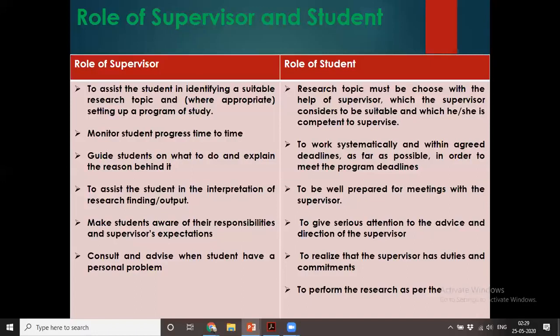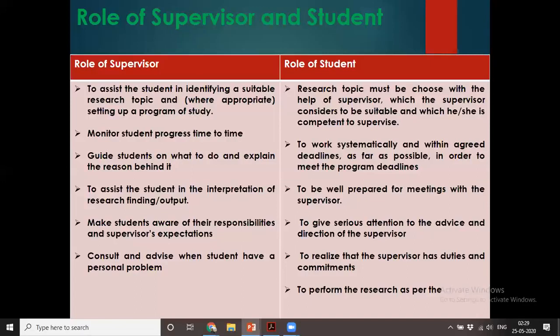Now, make the student aware of the responsibility and the supervisor's expectation. Definitely, the supervisor always motivates his research scholar. Along with that, he has to tell his research scholar what his responsibility is, and what things he must do while carrying out his research work.